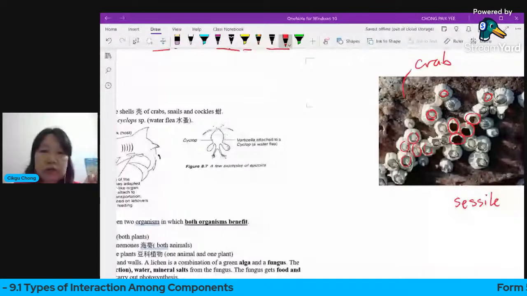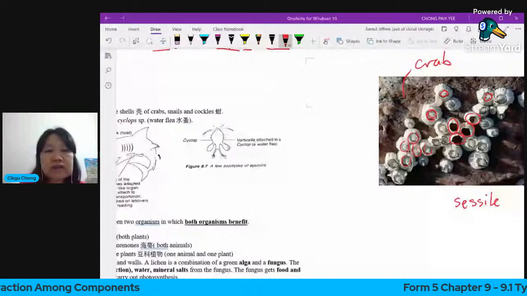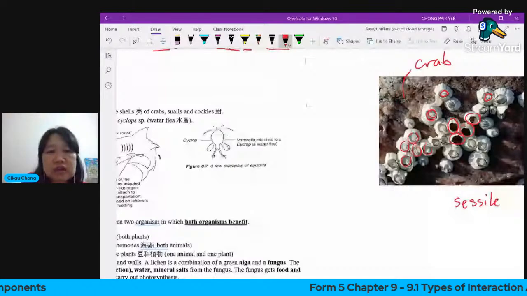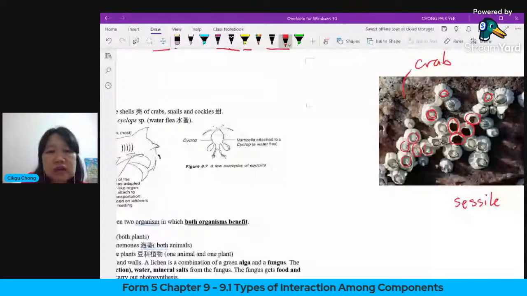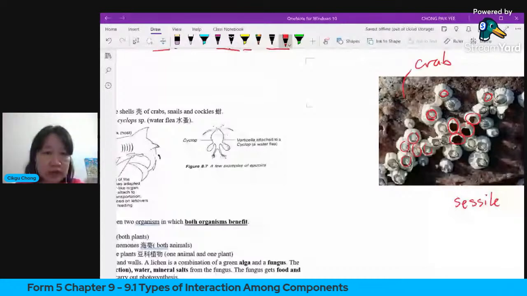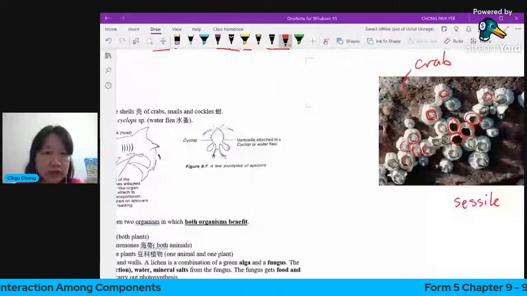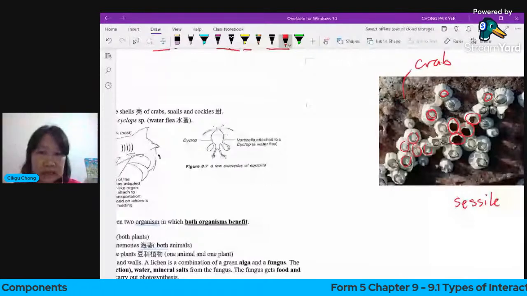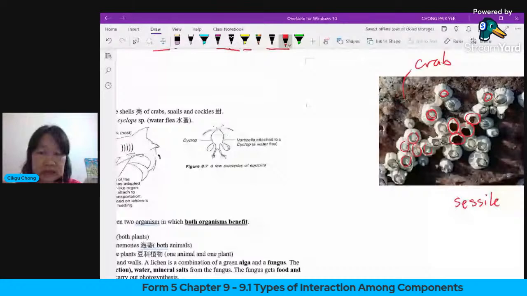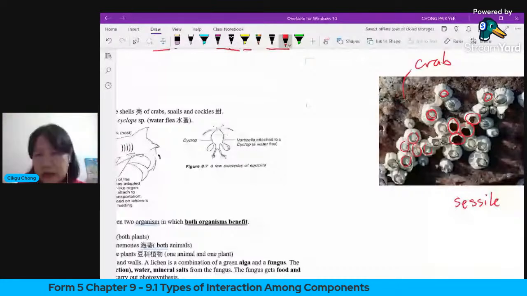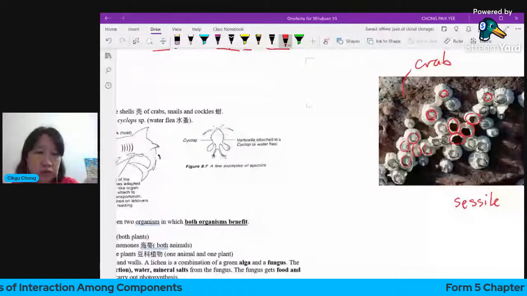Okay, so they live on the shells of the crabs or the snail or the cockles, the outside. They're called epizooids. Okay, protozoa, they will attach itself to cyclops. Cyclops is actually a small little zooplankton, right? It is an animal, there, is epizooid. And then you have a protozoa called Vorticella attached to the cyclops. Cyclops are water fleas. So they're quite small. You need to put it under the microscope to see properly.